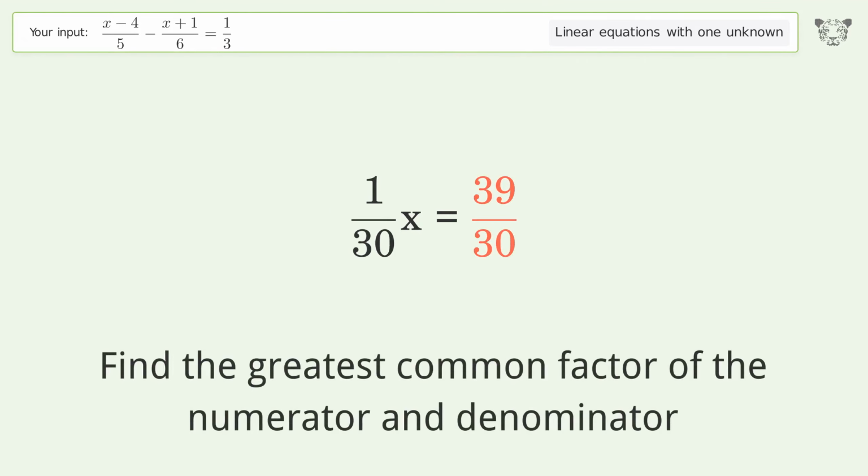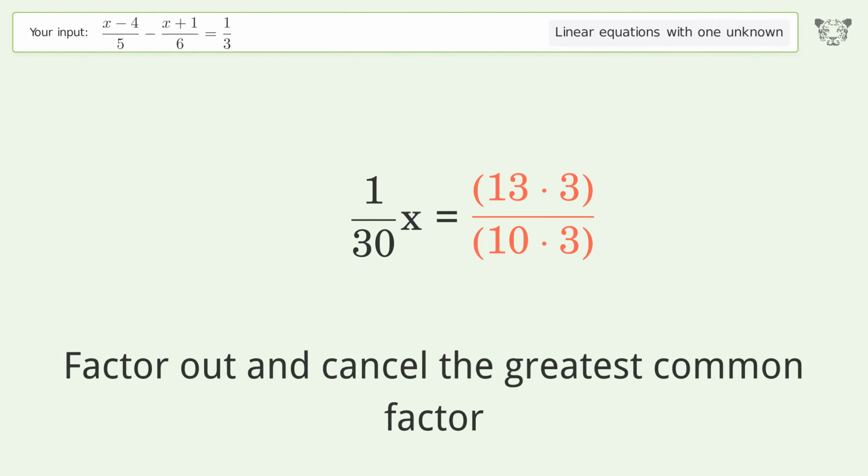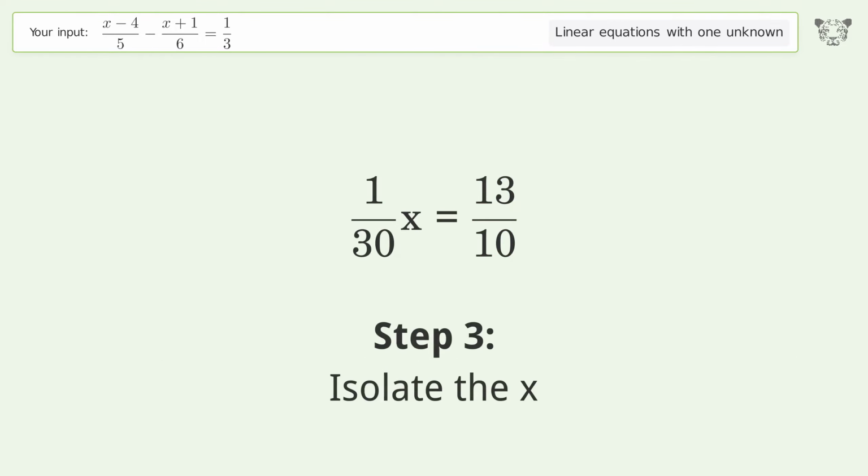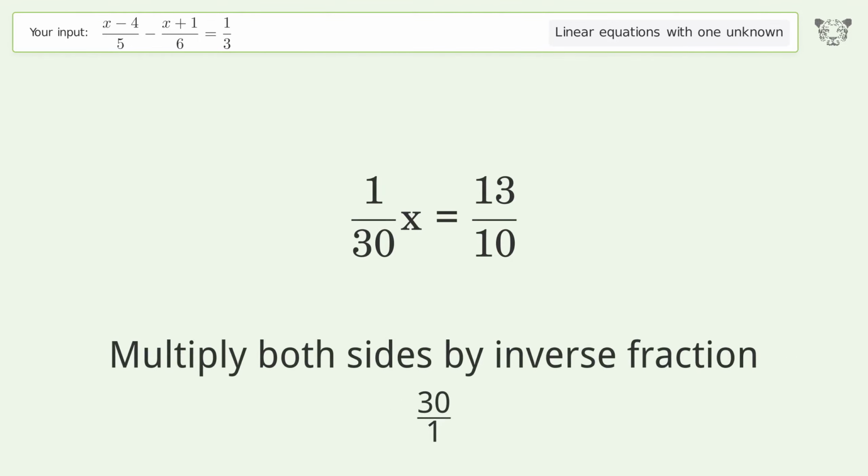Find the greatest common factor of the numerator and denominator. Factor out and cancel the greatest common factor. Isolate the x. Multiply both sides by the inverse fraction, 30 over 1.